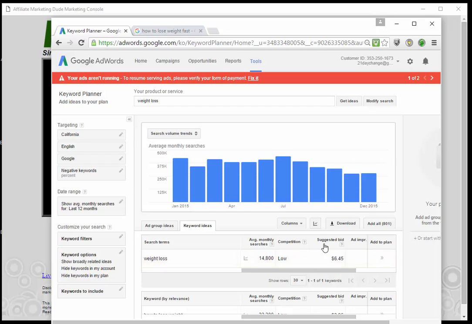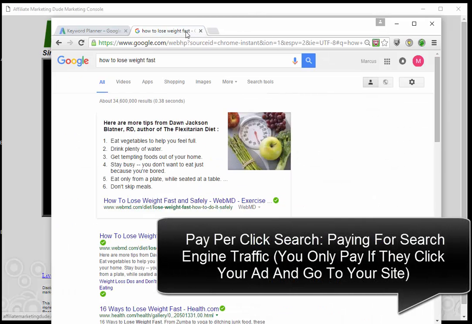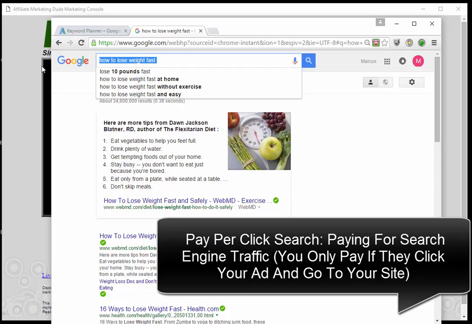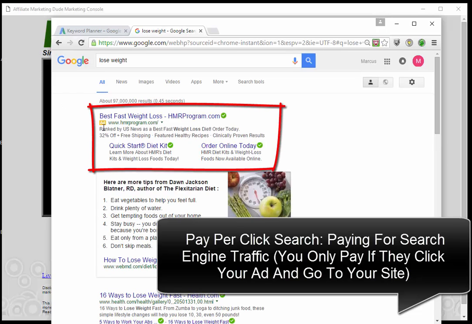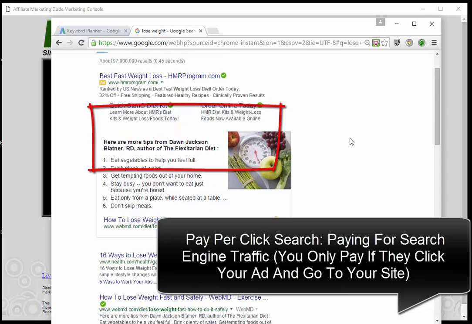Now the competition and the suggested bid relate to what is called pay-per-click search engine marketing. Pay-per-click search engine marketing is when you go to Google or any other search engine, you type something like lose weight, and you do a search and you see an ad. You can see up here, there's this little box that says ad. Here's an ad here, and on we go.